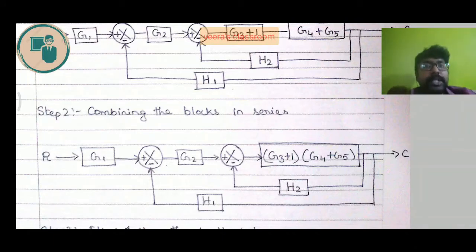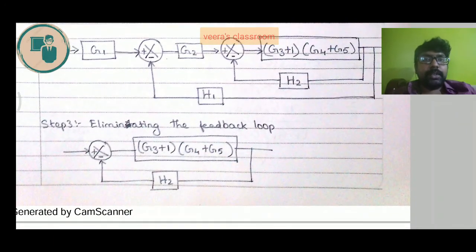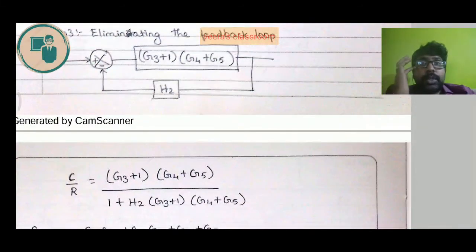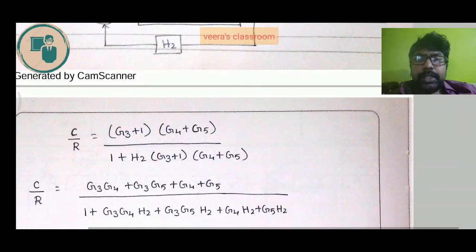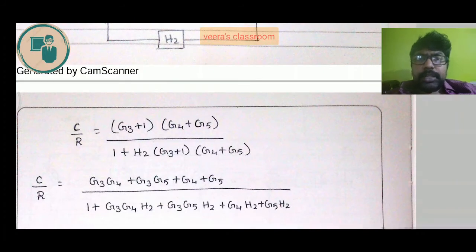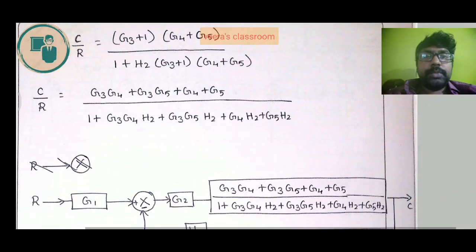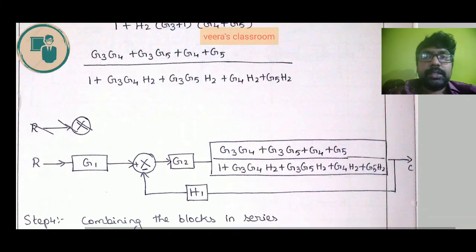So step 3 will be eliminating the feedback loop. I have drawn this feedback loop separately, and based on the formula we can write it as G3 plus 1 into G4 plus G5 whole divided by 1 plus H2 into G3 plus 1 into G4 plus G5. We are just multiplying those terms. So C by R equals G3 G4 plus G3 G5 plus G4 plus G5 whole divided by 1 plus G3 G4 H2 plus G3 G5 H2 plus G4 H2 plus G5 H2. This is the term to be substituted instead of the feedback loop in the main diagram.